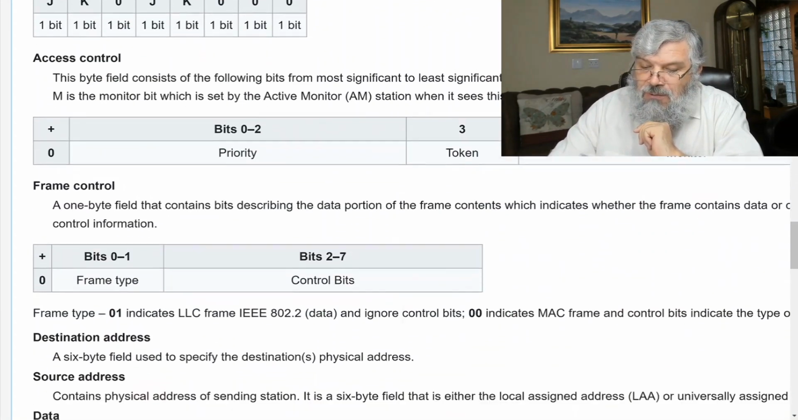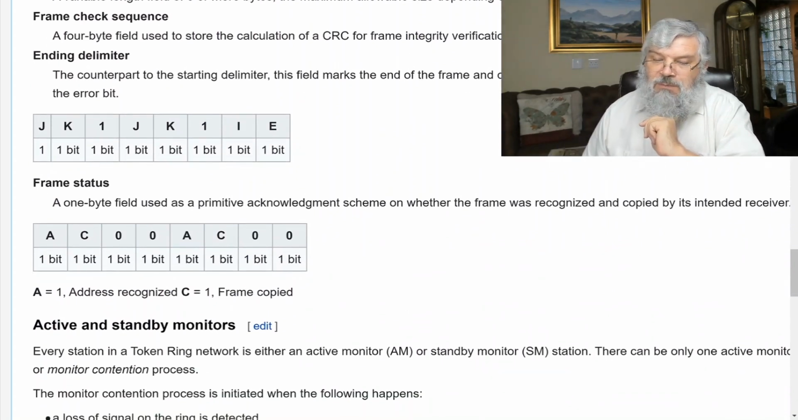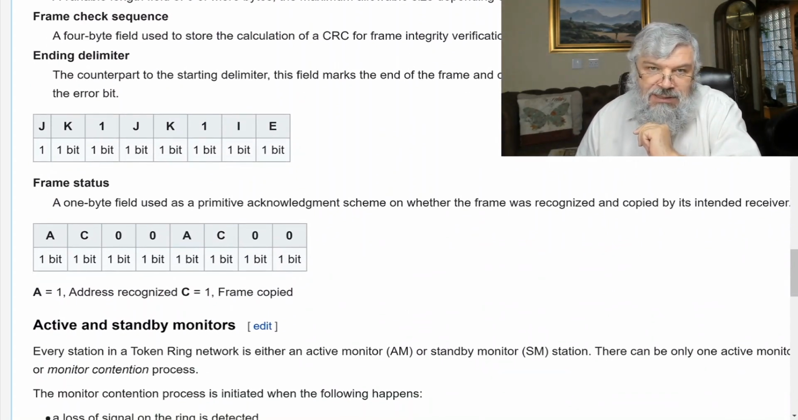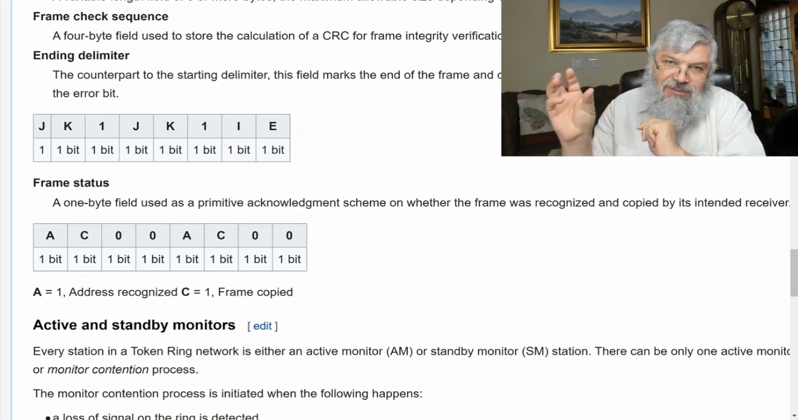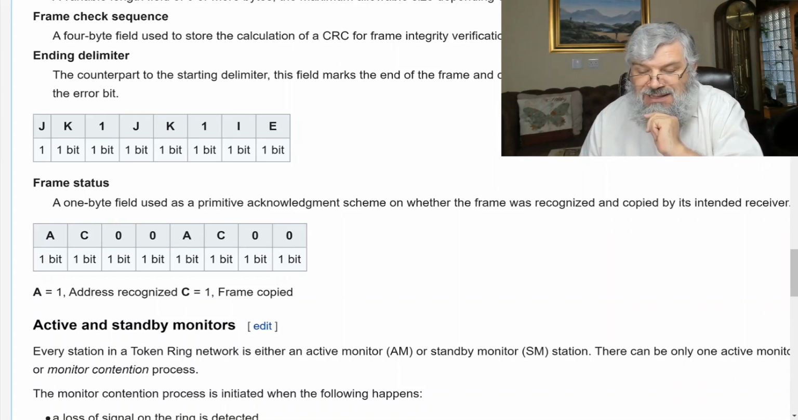There's the access control part that we're not going to look at, but we are very briefly also going to look at the ending delimiter, the one that you use at the end of the frame to indicate where it ends. And there you once again see those unusual J and K values, and then a 1, a J, a K, a 1, and then 2 other values that are not interesting for us right now. So the secret of data delineation here lies in those J's and K's.